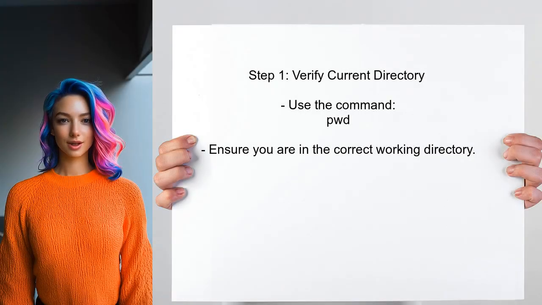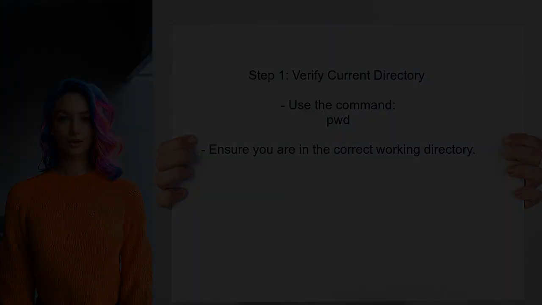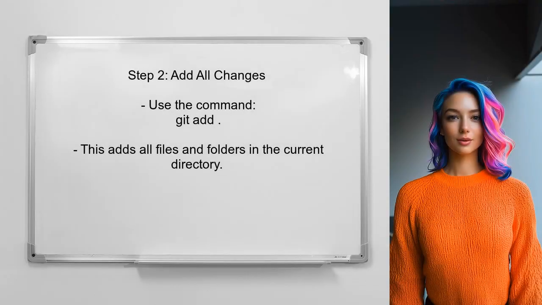To add a whole folder to Git, the user should first ensure they are in the correct directory. They can do this by using the command pwd to print the working directory. Next, the user should use the command git add followed by a period. This command adds all changes in the current directory, including all files and folders.